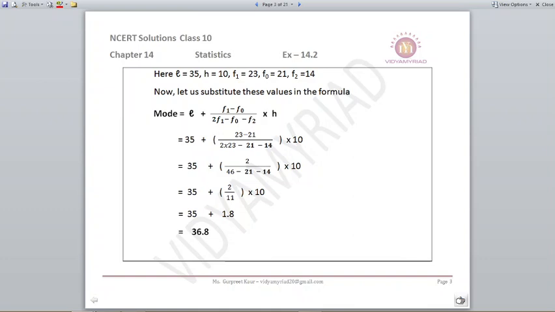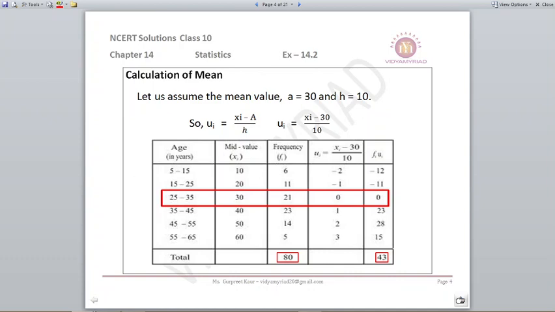We will also find out mean for this using the formula of ui. We know what is ui. ui is xi minus a upon h. Here I am using my a as 30. Okay, according to this, when I solve, the sum of frequency comes out to be 80 and sigma fiui when I solve it, it comes out to be 43.